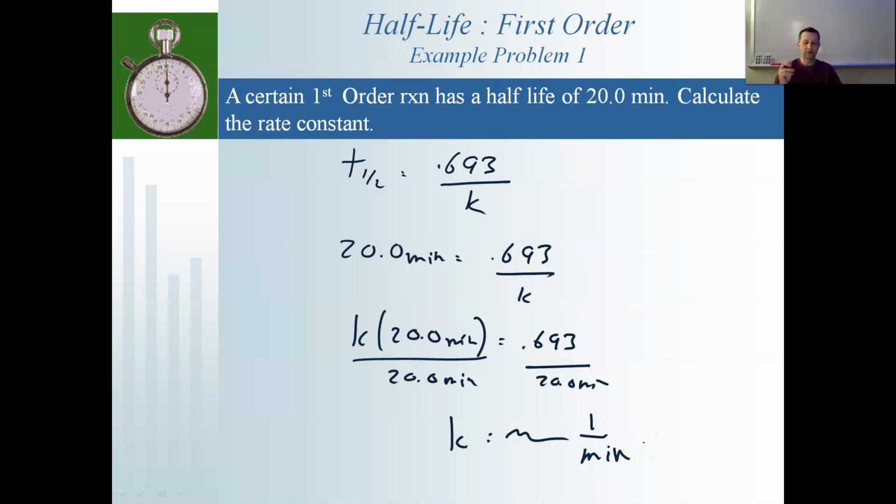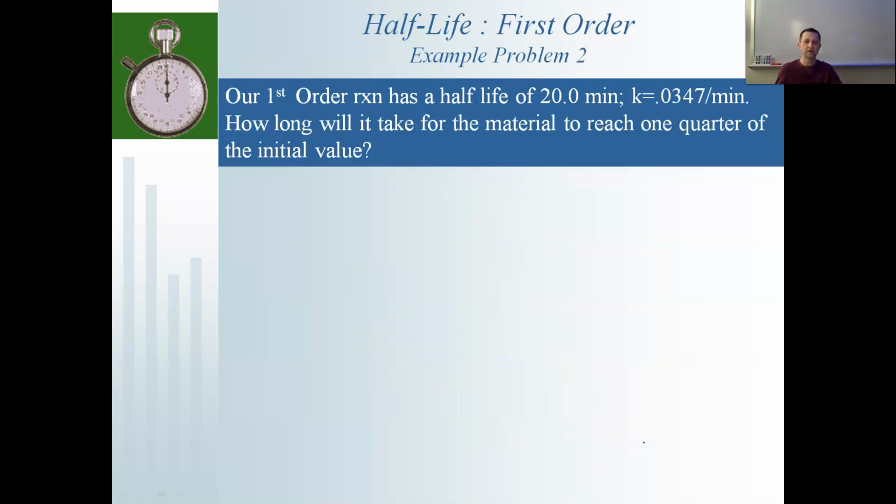Okay, so we're going to look at this in a few minutes here. The rate constant for first order reactions is always going to be per minute or per second. Okay, so that is important to know. If you type it into your calculator the right way, you're going to get a rate constant of 0.0347 per minute. All right, next one.